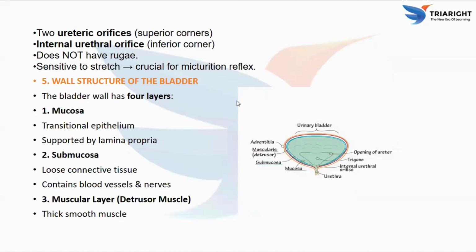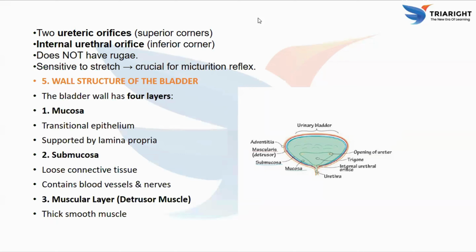So the urinary bladder wall is made up of 4 layers. Okay, so what is the wall structure of the bladder? The bladder wall has 4 layers, each with a specific function. So you have to think of the bladder like a 4-layer flexible water balloon, which stores the urine safely and also stretches without damage. So before the layers, trigone and orifices.